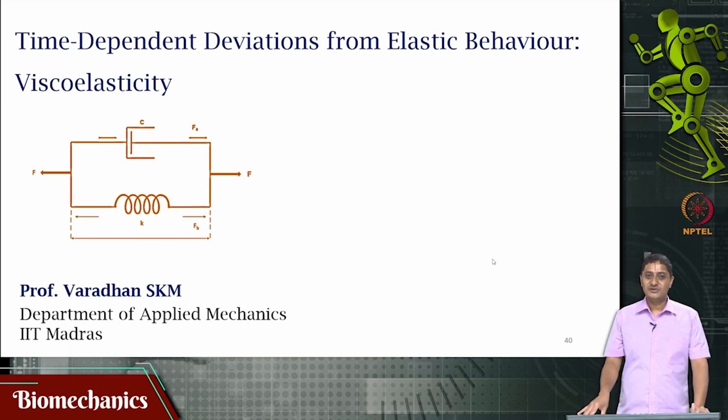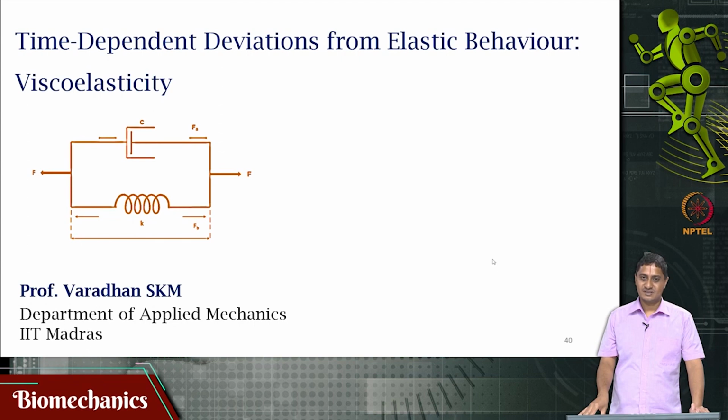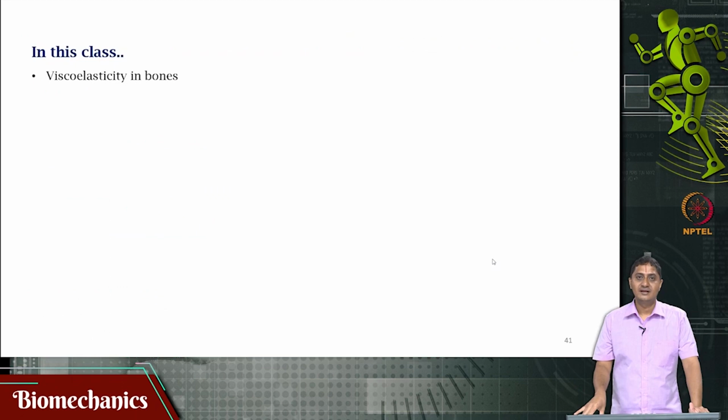In the last few videos we have looked at time dependent deviations from elastic behavior, that is viscoelasticity in biological materials. Specifically, we looked at three models of viscoelasticity, which is the Maxwell model, the Voigt model and the standard linear model or the Kelvin model. In this video, we will be looking at viscoelasticity in one particular biological material, that is bone, or we will be looking at the viscoelastic modeling of bones.